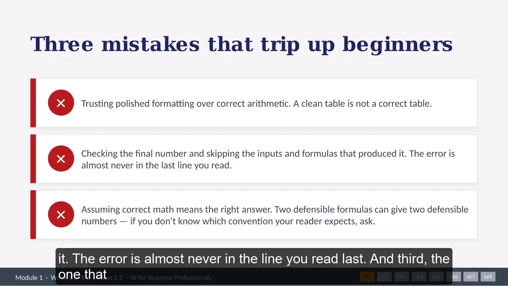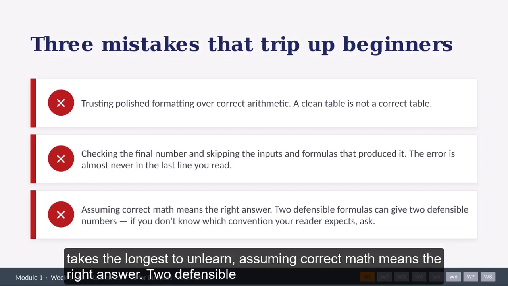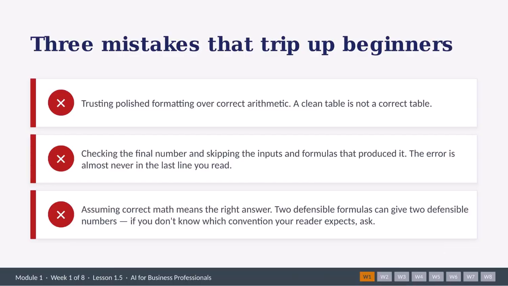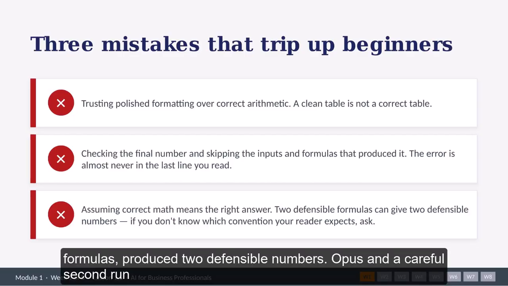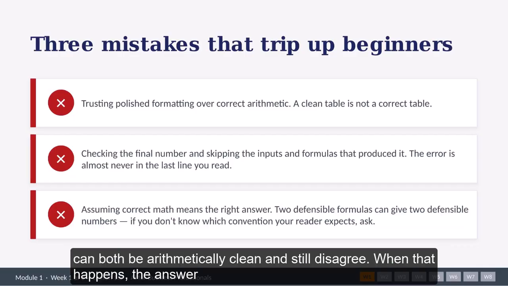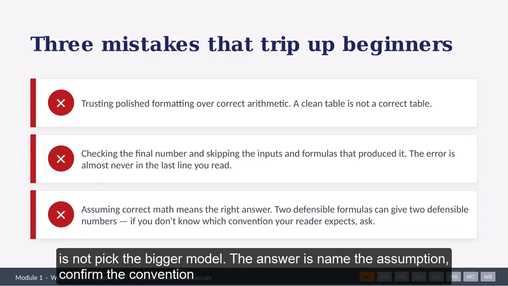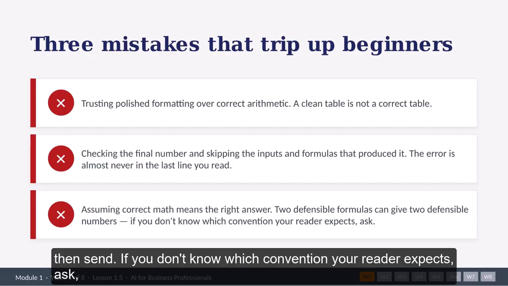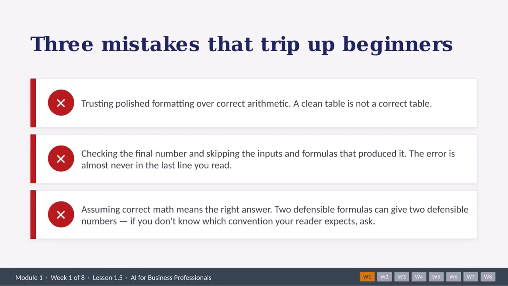And third, the one that takes the longest to unlearn: assuming correct math means the right answer. 2 defensible formulas produce 2 defensible numbers. Opus and a careful second run can both be arithmetically clean and still disagree. When that happens, the answer is not pick the bigger model. The answer is name the assumption, confirm the convention, then send. If you don't know which convention your reader expects, ask. Don't guess.